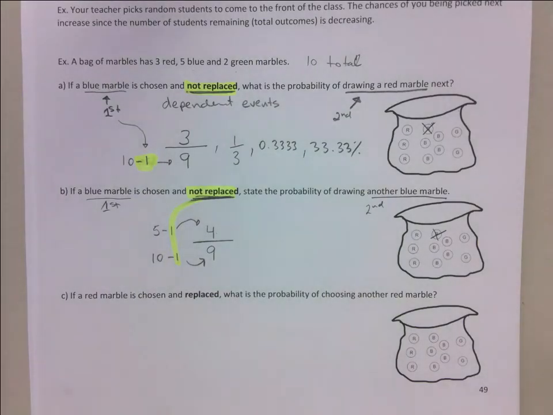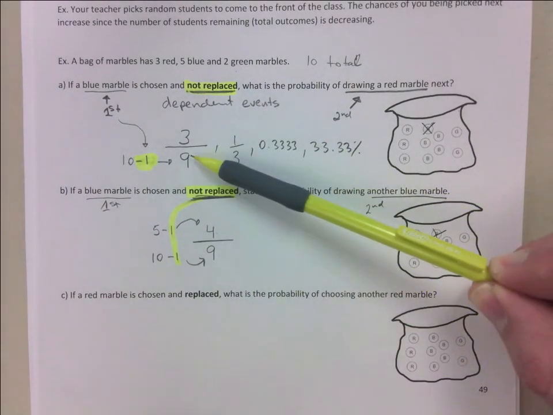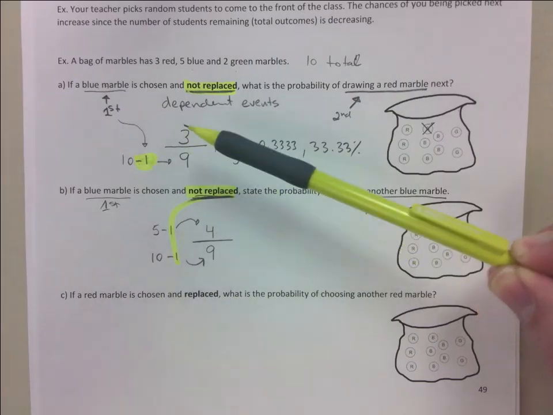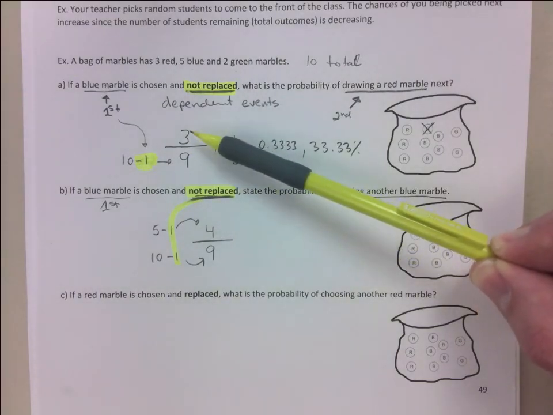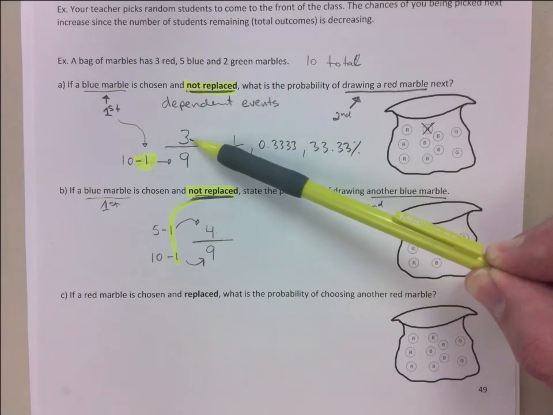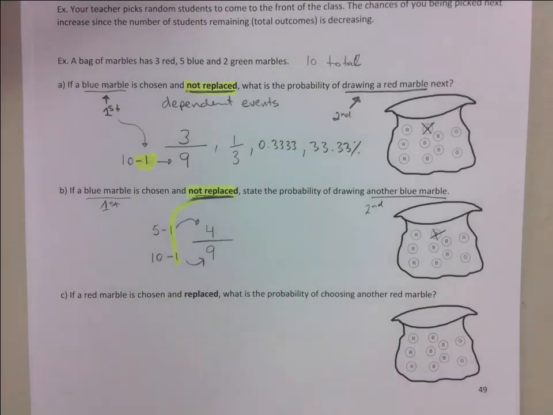Okay, bottom line, guys, bottom line. If we're not replacing, at the very least, I would expect you to understand that our total goes down by 1. Okay, that is for sure. The top number will depend on what has been removed, right? Will this number be affected from what I had at the beginning? Well, that depends on the situation, okay?